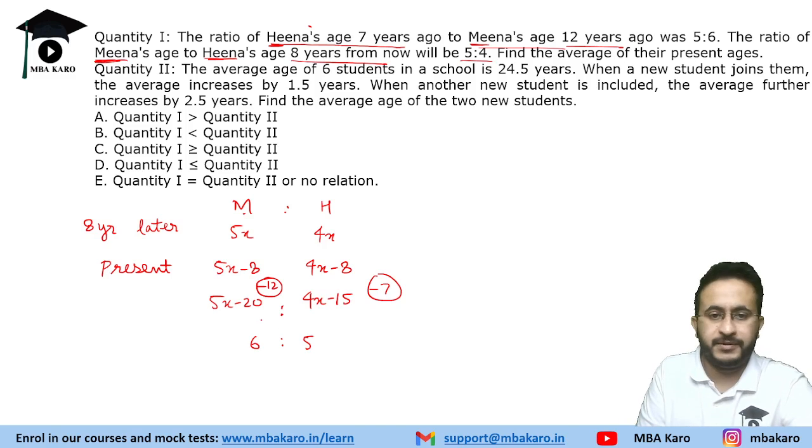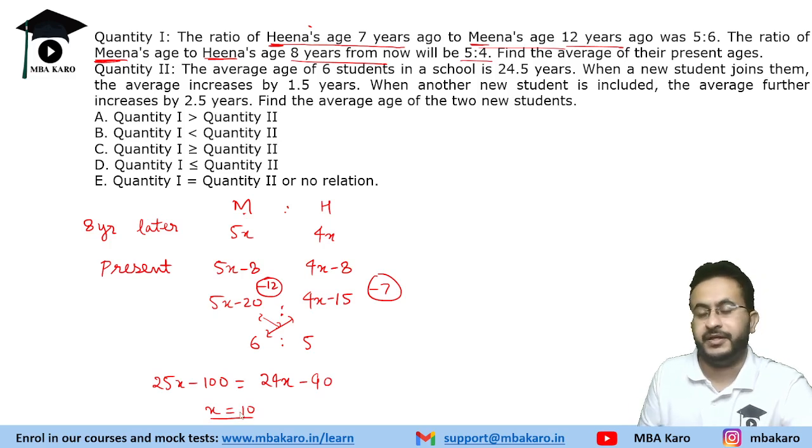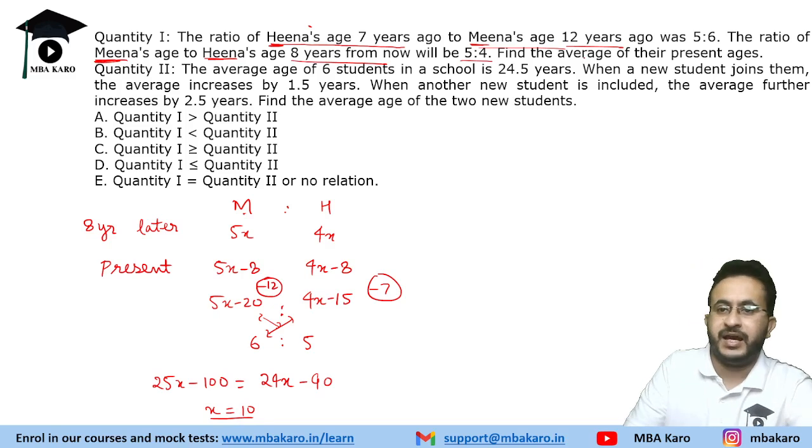Now do cross multiplication. That will give us 25x minus 100 equal to 24x minus 90. So when you subtract, you will get x equal to 10. Okay. Now, what is the question? The question is not the value of x. The question is the average of their present ages. Now, do not take 50 and 40. The present age is this. So this person is 42 and this person is 32.